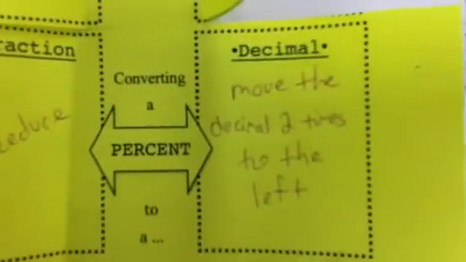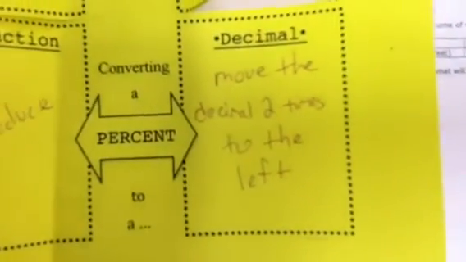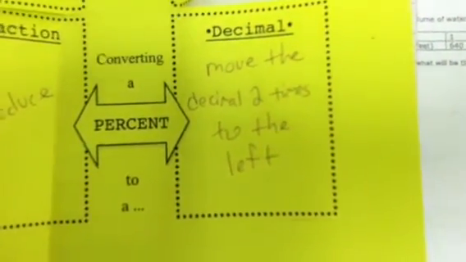All right, so how do we convert a percent to a decimal? Well, you move the decimal 2 times to the left. Okay, to convert a percent to a decimal, you move the decimal 2 times to the left.